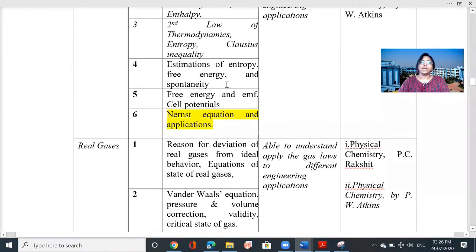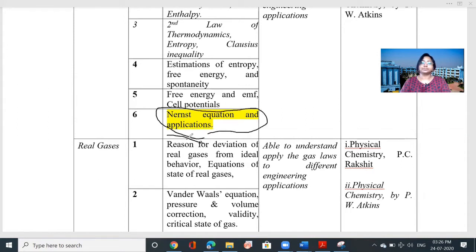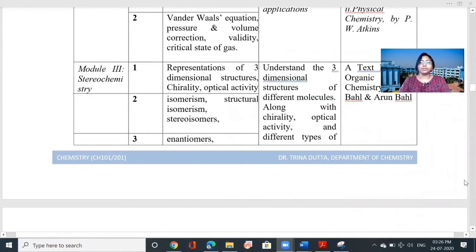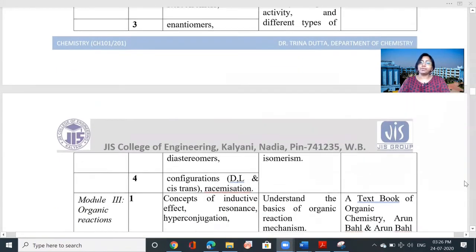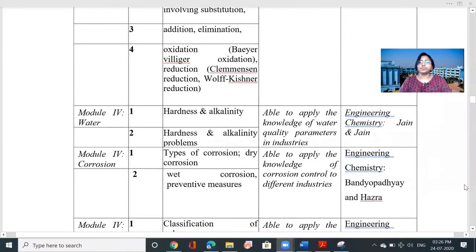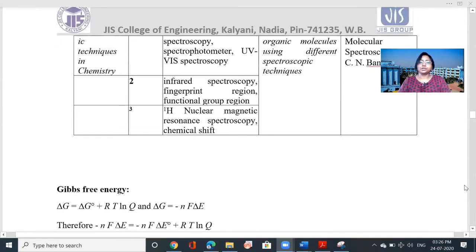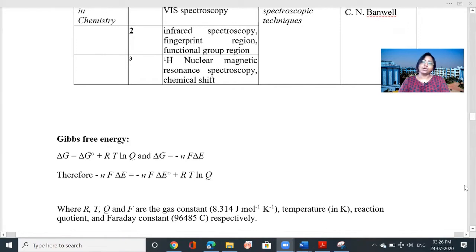Today I will tell about the Nernst equation and its application. First, remember what you have learned: what the cell EMF is and how to calculate it. First of all, we have to calculate the electrode potential. And you have also learned what the Gibbs free energy is.